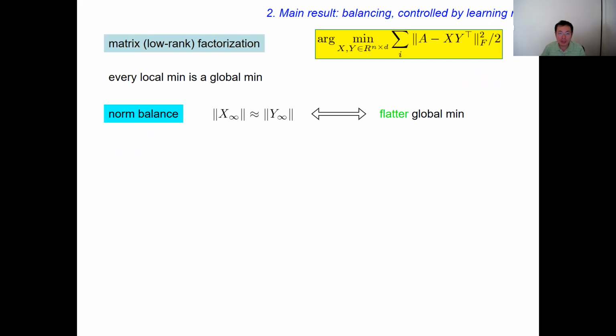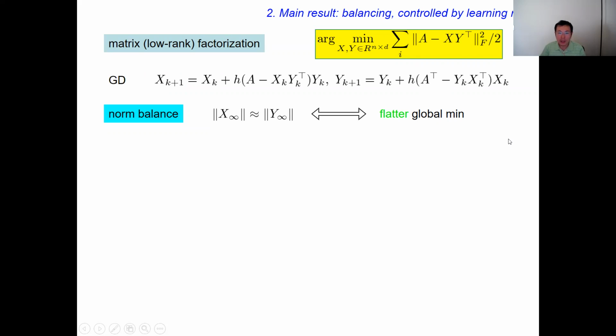This problem has a lot of interesting features. For example, every local minimum is a global minimum. But as I said, there are infinitely many of them, and they don't generalize equally. Some of them correspond to almost the same norms of x and y. In this case, we will call such a point to have a balanced norm. Some of them actually have very different norms of x and y. And you can easily prove, by just computing the Jacobian and then evaluating its eigenvalues, that if you have a minimizer that has balanced norm, then the local geometry is flat.